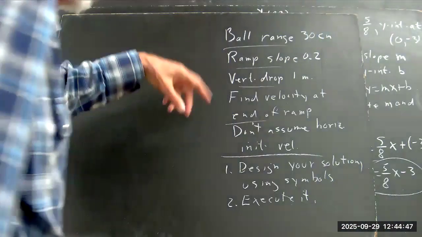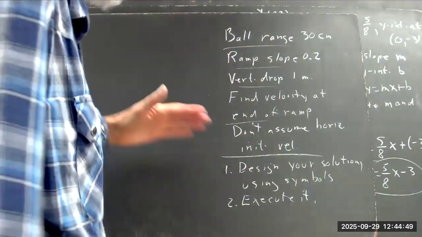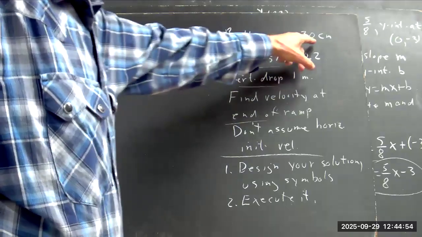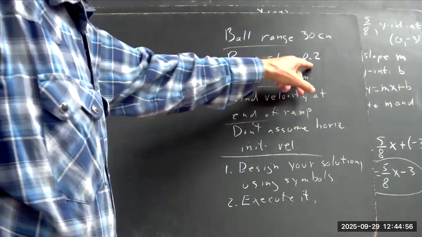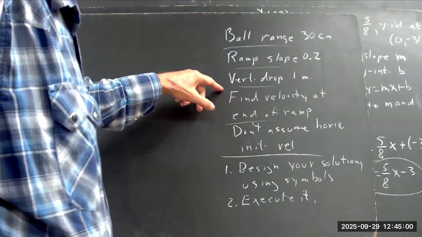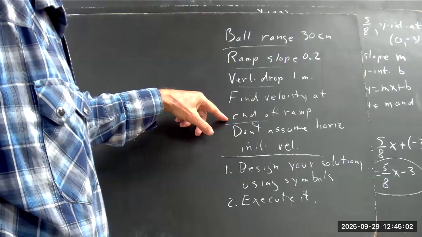The problem I posed is typical: you've got the ball, it goes off the ramp and falls to the floor. The range of the ball is 30 centimeters. The ramp slope is 0.2. The vertical drop is 1 meter. We want to find the velocity at the end of the ramp.